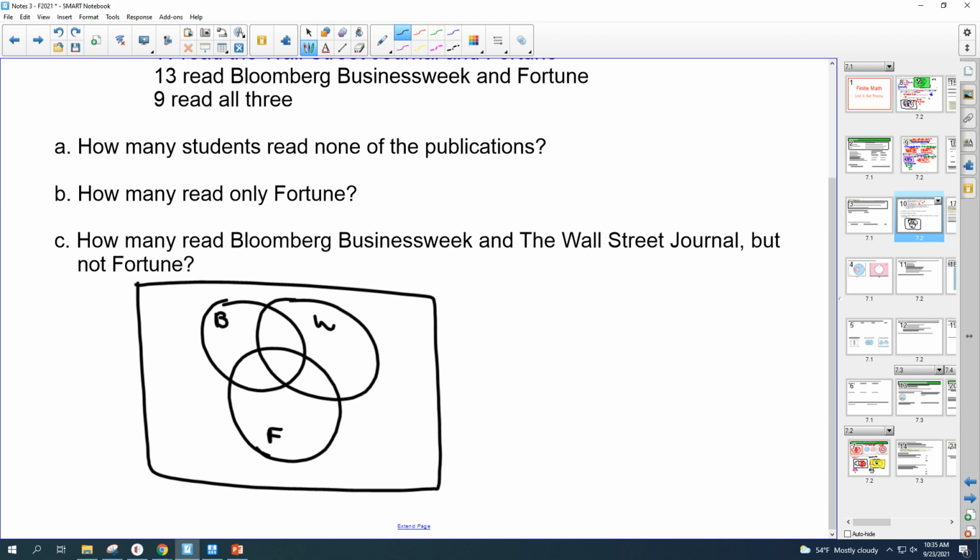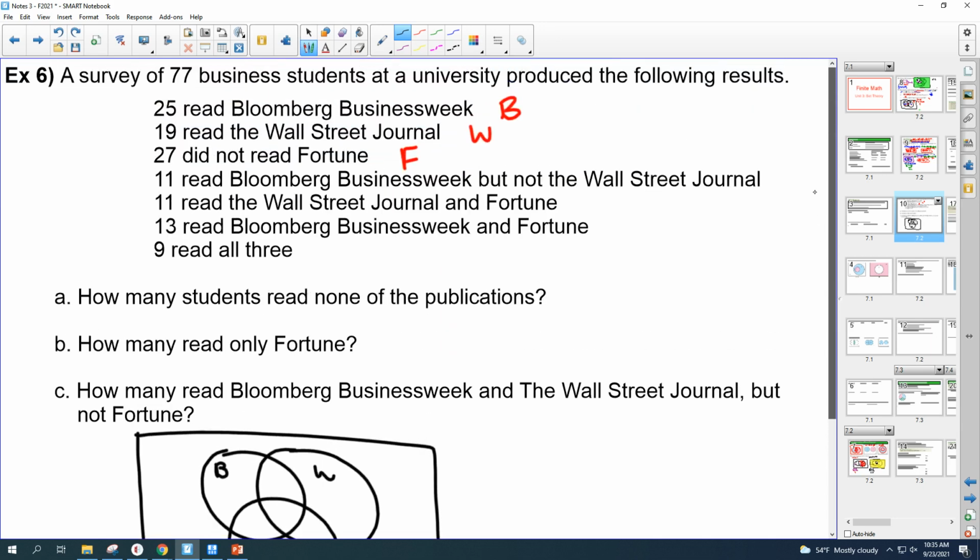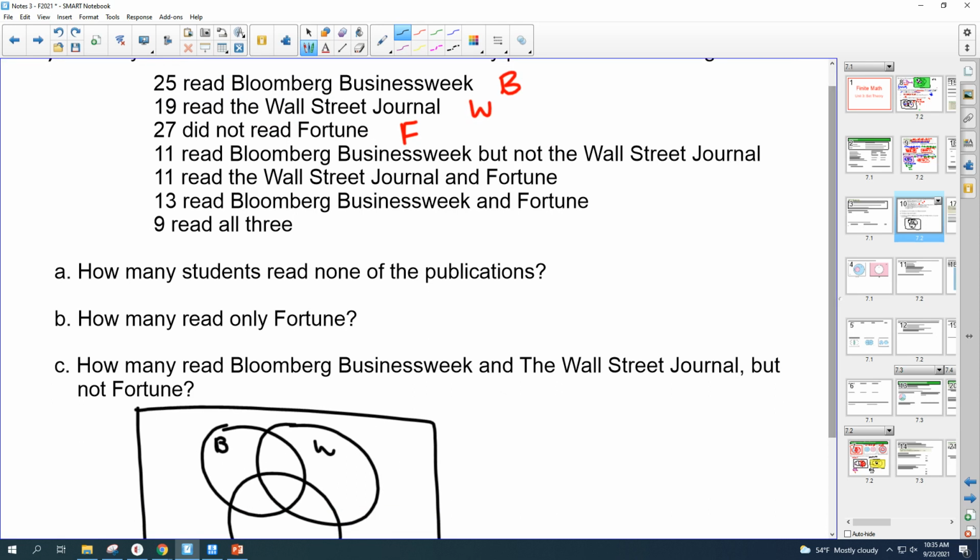So here's what we have to do. We have to go through and label what we can label out of all of that information, all right? So here's a pro tip. If you can find the overlap, that's where you want to start. Trust me on that. So when it says 9 read all 3, you absolutely want to start with 9, because 9 is going to go in the overlap of all 3 of those circles. So put a 9 in that region. Usually you're just going to work backwards. Okay.